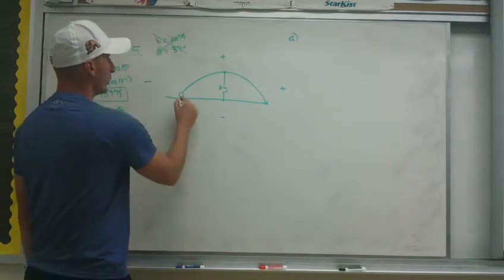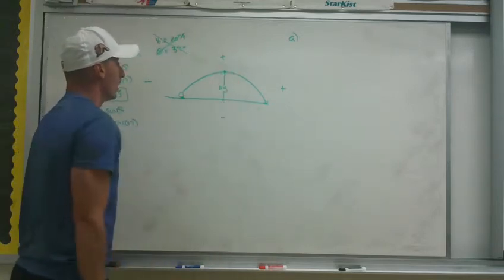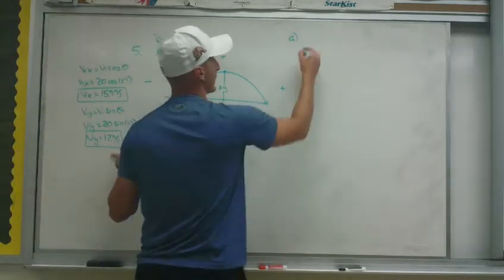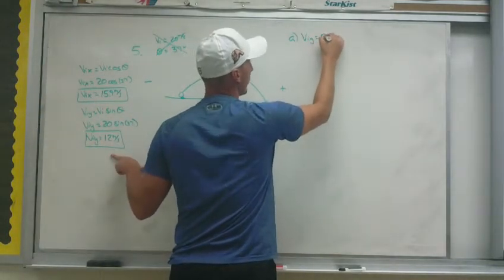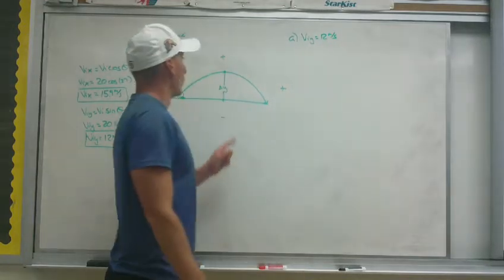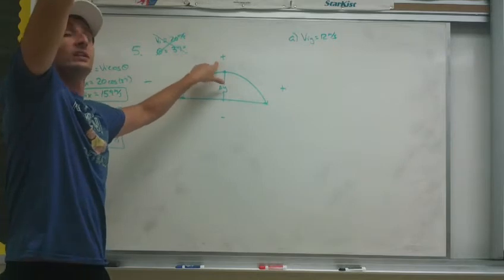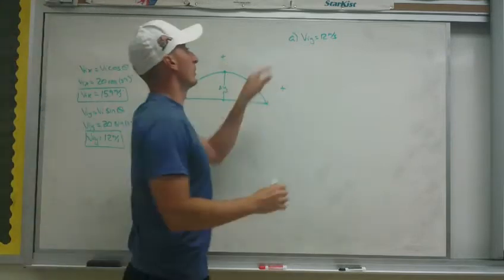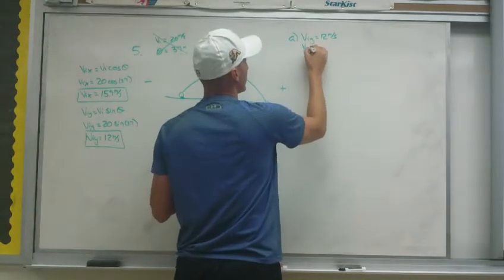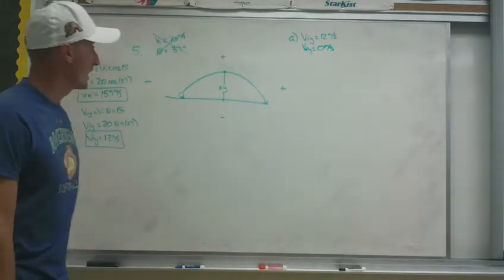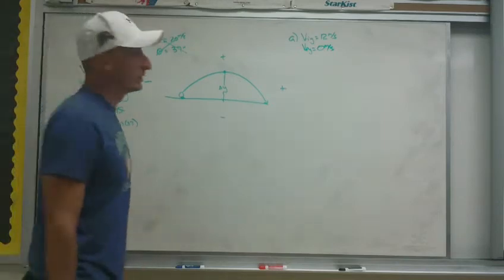Think about it. What do you know in the y direction from here to here? Well, we know what it starts at. We just found it. Viy is 12 meters per second. What do we know when things get to their highest point? When things reach their highest point, their velocity is 0. So my Vfy is 0. And gravity is always in the y direction.